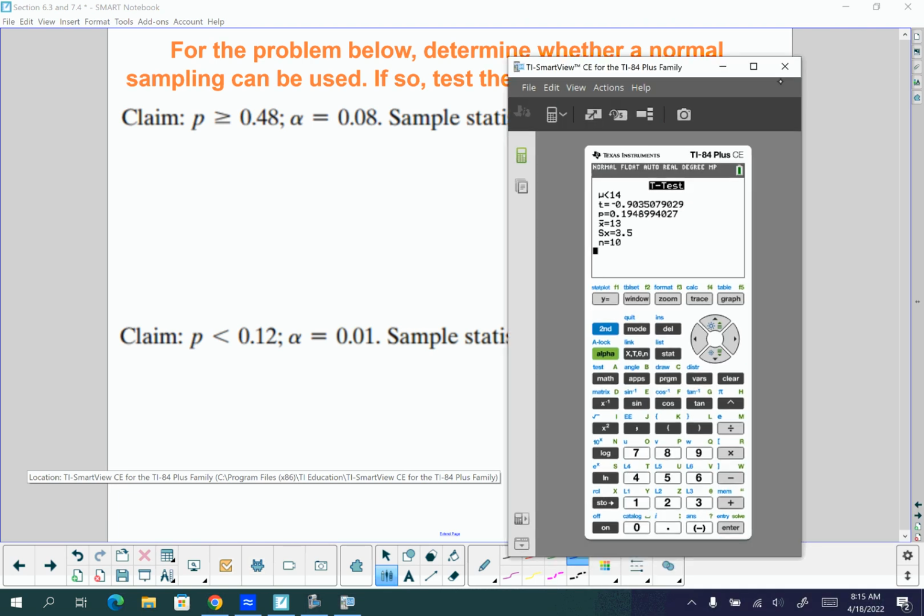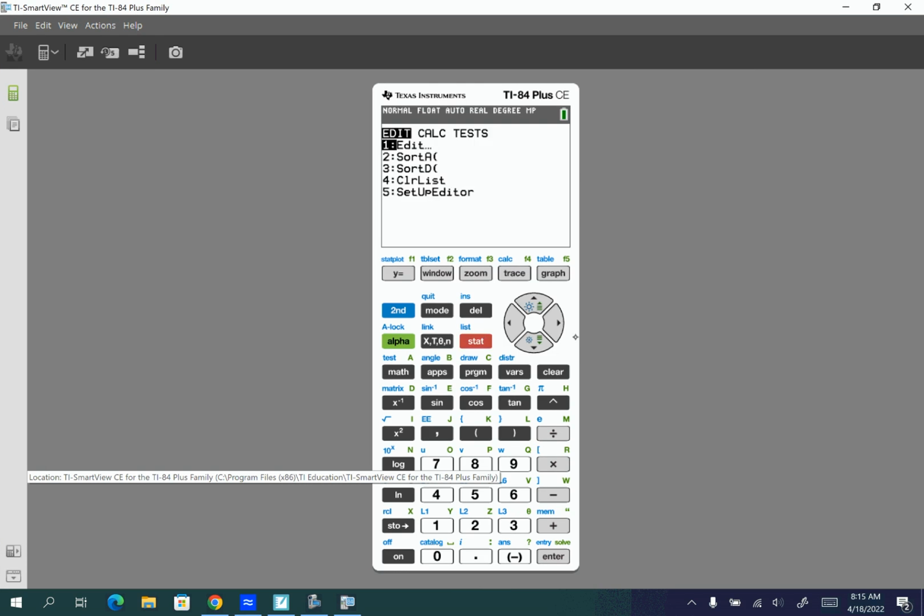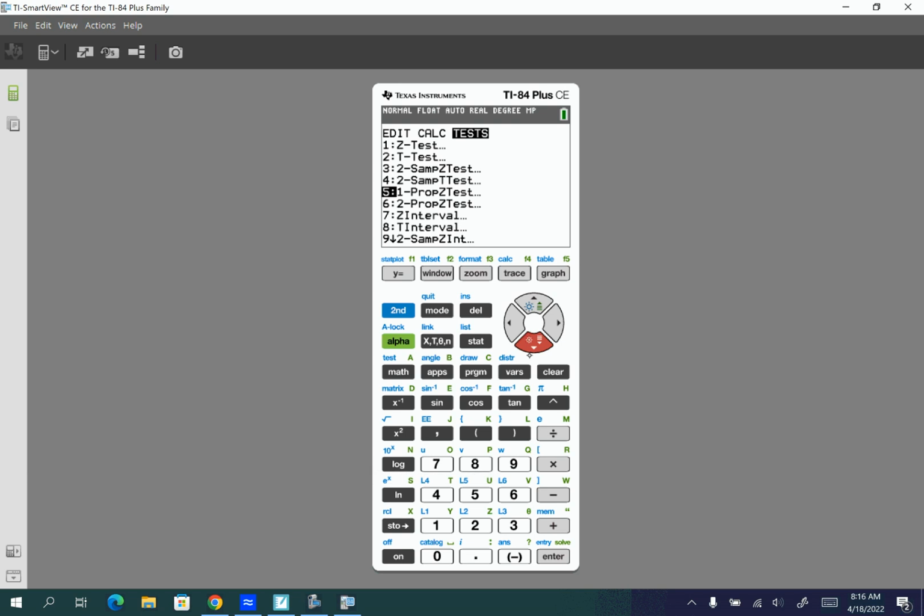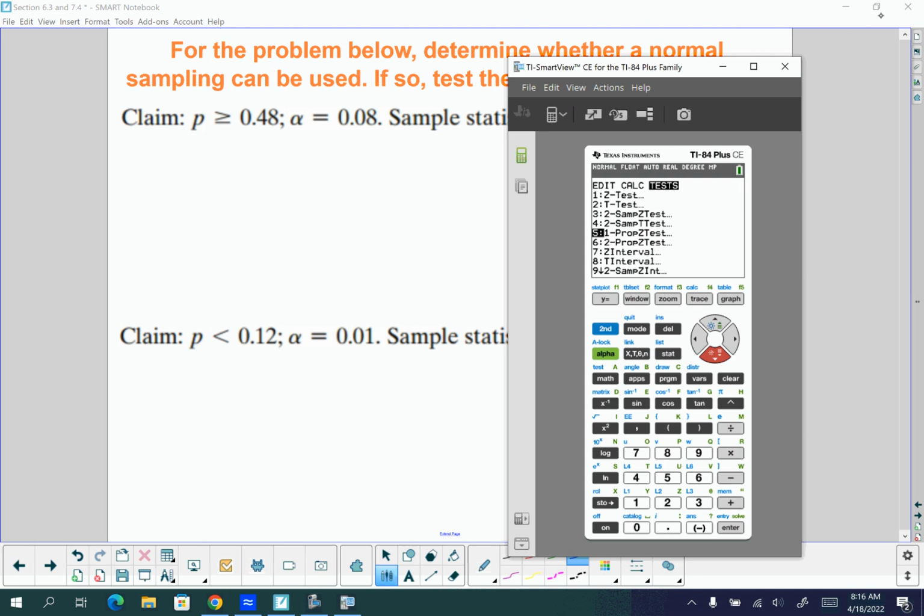Okay, so the value we're looking for, we're going to go back into stat and go over to tests, and we want the one that says 1 proportion z-test in your calculator. So we've done z-test and t-test before. That was just with our basic hypothesis testing. Those are mean testing examples there, but we want the one that's a proportion test. We only have one proportion here. That's why we're choosing this option.